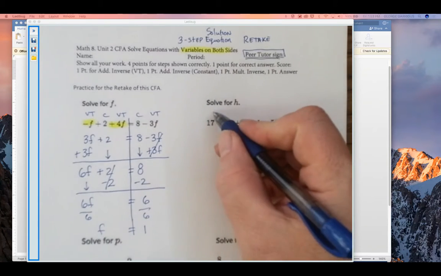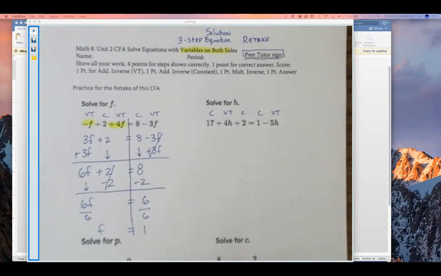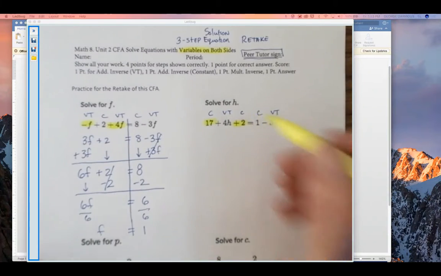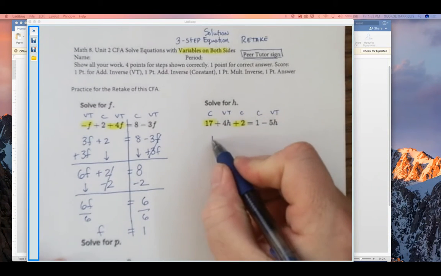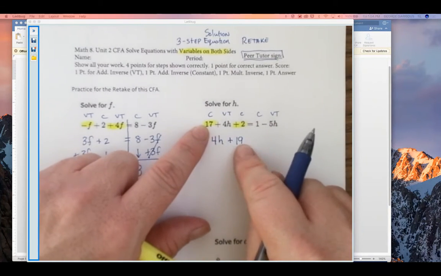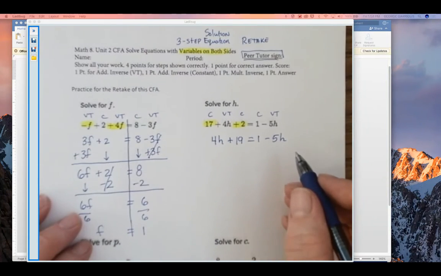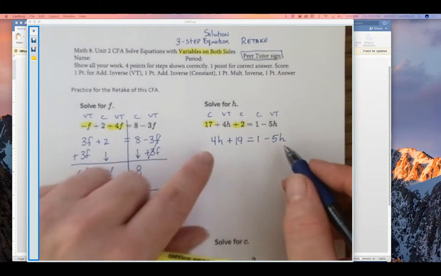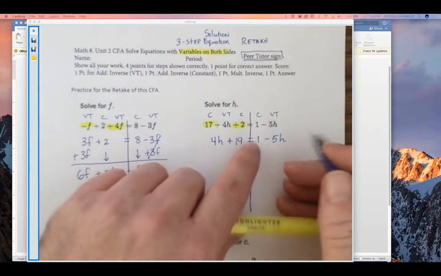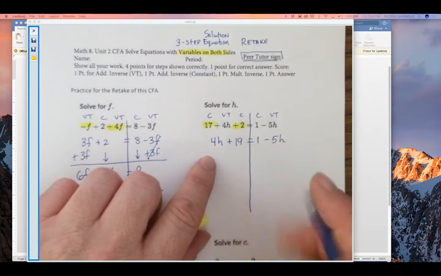Again, constant, variable term, constant, constant, variable term. So my two constants, the positive 17 and plus 2 here, I can combine them. I end up with 4h plus 19. 17 plus 2 is 19. Equals 1 minus 5h. Okay. Variable terms on the left and the right. Nothing's alike, so I'm at inverse operations. A little pre-planning here. If I want to stay positive, I want to add 5h.